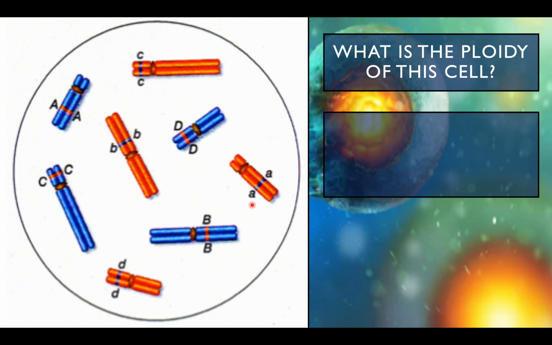What is the ploidy of this cell? This one might be tricky if you do not correctly remember the meaning of ploidy. Okay, let's see. It is diploid. Now, you could easily answer this by looking at the colors. Color red, color blue, 2 sets, diploid.